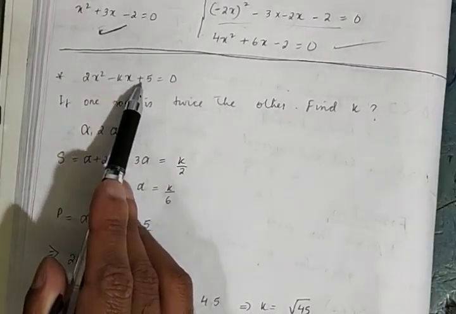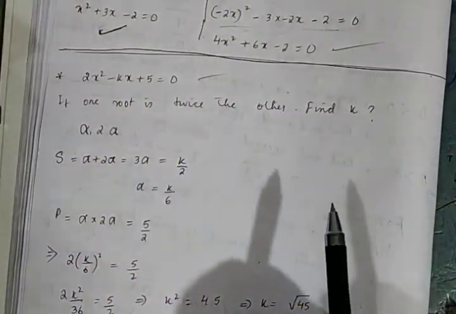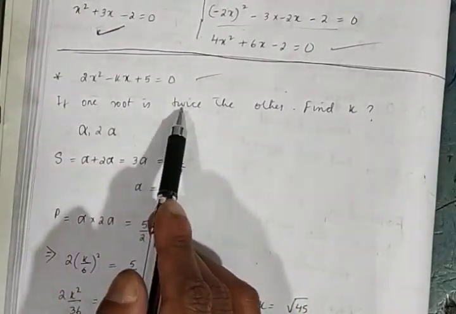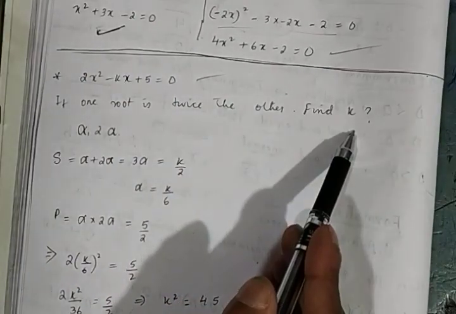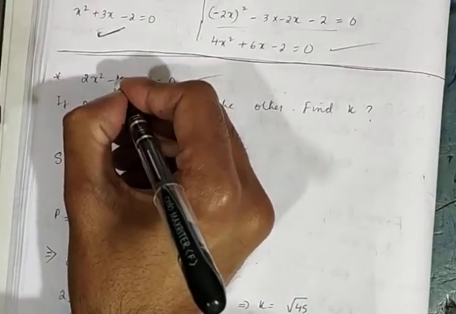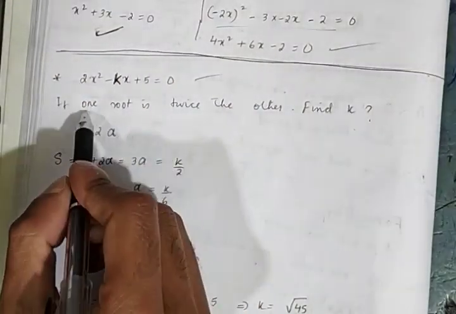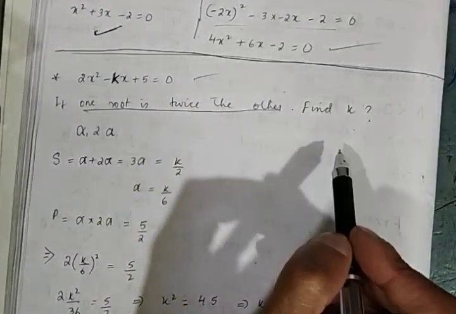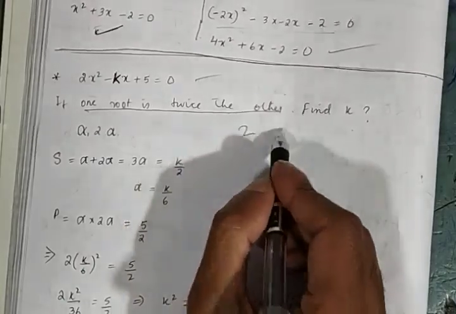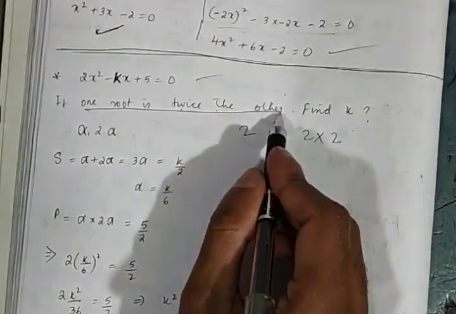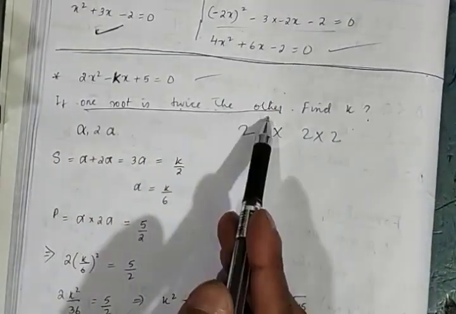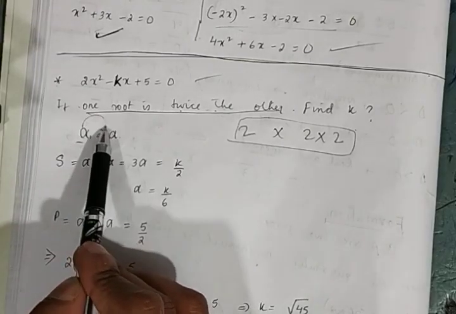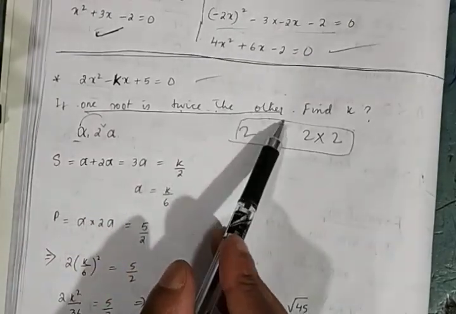2x square minus kx plus 5 equal to 0 is the quadratic polynomial. Now one root is given. If one root is twice the other, find k. This is k. See, one root is twice the other. Means one root is connected with the other. If I say one root is 2, another root will be 2 into 2 because twice the other. Here what is mentioned? One root is twice the other. So I cannot simply guess like this. So I have to write, let one of the roots be alpha. And the other root will be what? 2 alpha. Because one root is twice the other.